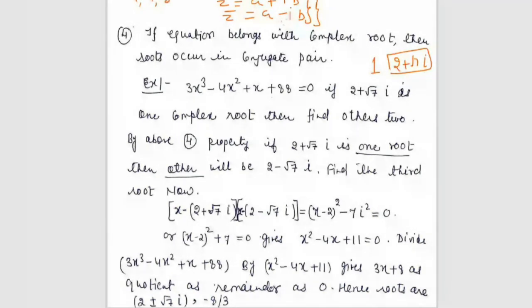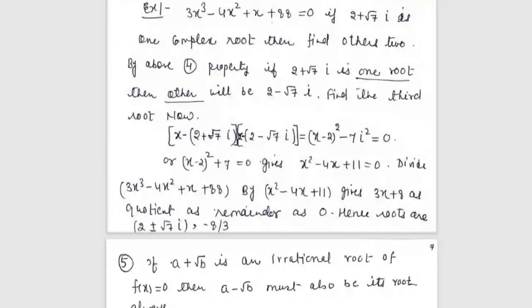So in the fourth part, if they give 2 plus root 7i as one root and ask you to find the other, it is sure that this is one imaginary root and the other root will surely be 2 minus root 7i. Now one root is remaining. So what I will do is write x minus this one root into x minus this other root.